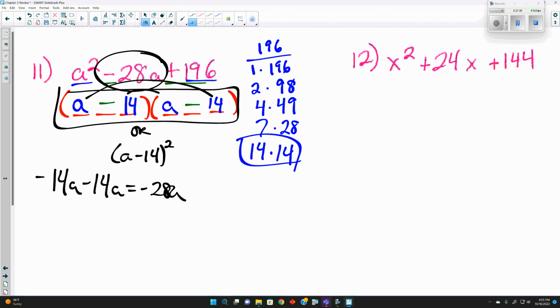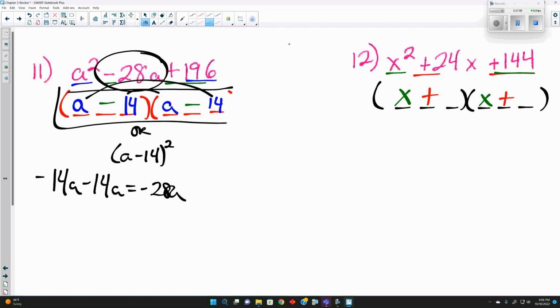Now let's look at the next one. There is no greatest common factor, so we would have 2 sets of parentheses with 3 spaces. Then we'd look at our signs. Since the third term is positive, our signs are the same and they match the sign of the middle term, which is also positive. Then we need to find the factors of the first and third term. Well, the factors of the first term are x and x.